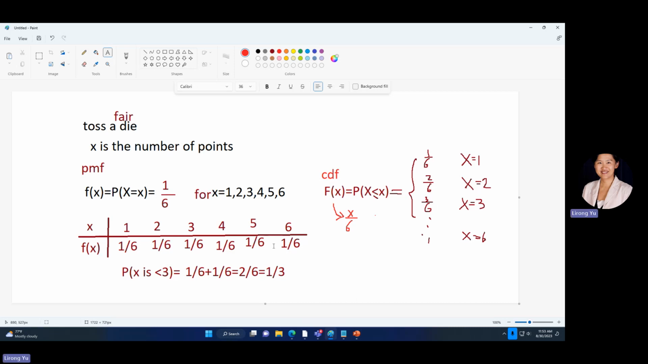Again, we can graphically display, for example, the probability mass function. You can graph it like this. Not the best way to do it, but this is 1/6. It takes on 1/6 for 1, 2, 3, 4, 5, 6.